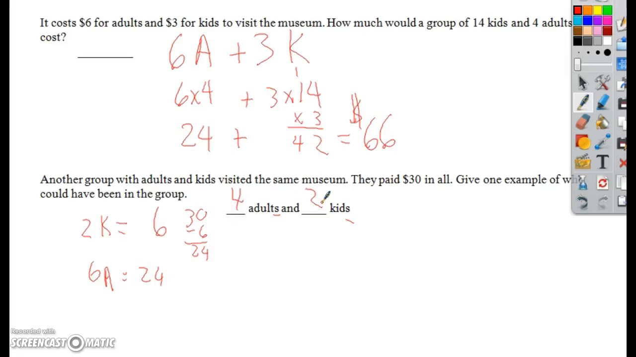If you went ahead and tried the rest of the problem, you could also have had 4 kids, which would give you 12 bucks. So I need 18 more, so 3 adults. Or I could have had 6 kids, which would have been 18 bucks, and that would give me 2 adults. So all 3 of those answers would have worked.